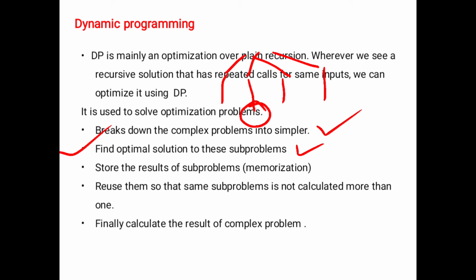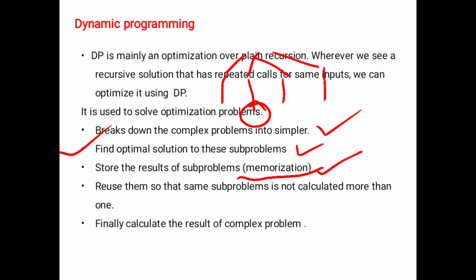Then after that, if you get the optimal solution, that solution is stored somewhere. Okay, store the results of subproblems. If you get the optimal solution, that solution is called a result, and that result is stored, that means for the subproblems. That method is called memoization. If you get the optimal solution, it is stored for the subproblems, and that process is called memoization.